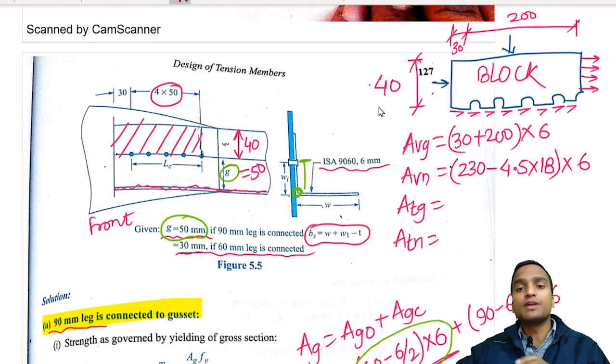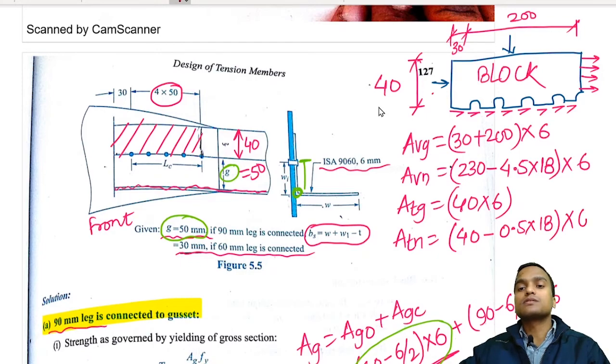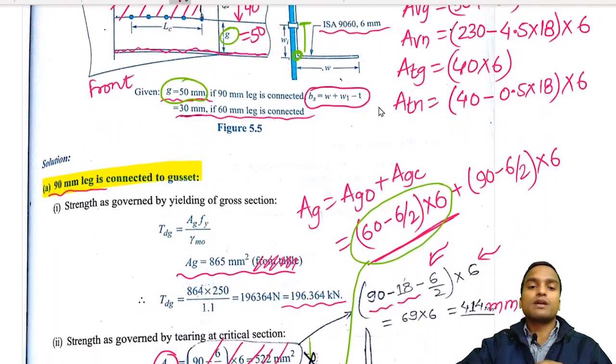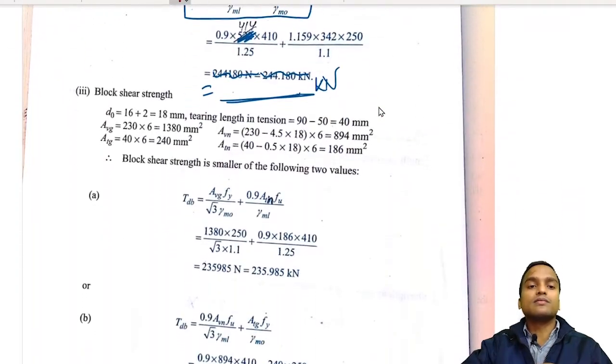Similarly, in case of ATG, directly multiply 40 with 6 mm, and in case of ATN, we have to subtract the bolt hole diameter. On tension plane, we can see that there are no intermediate bolt holes, but there is one corner bolt, so we have to reduce only 40 minus 0.5 into 18 into 6. Now all these 4 values of areas are given here.